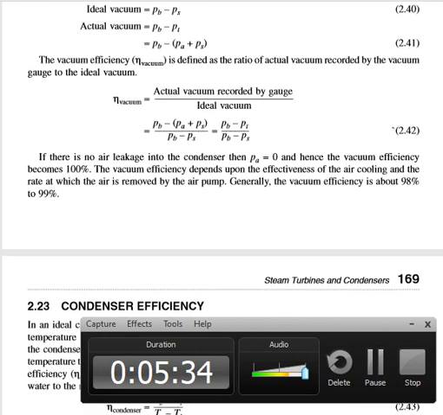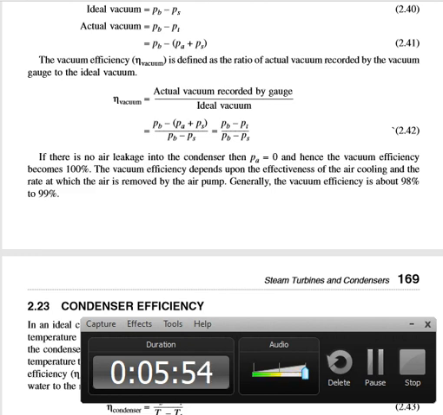Then we discuss if there is no leakage in the condenser. Suppose there is no leakage in the condenser, that means the pressure of air equals 0, then the vacuum efficiency will be considered as 100%. This is the main thing. That means if air leakage is not present in the condenser, the vacuum efficiency is 100%.